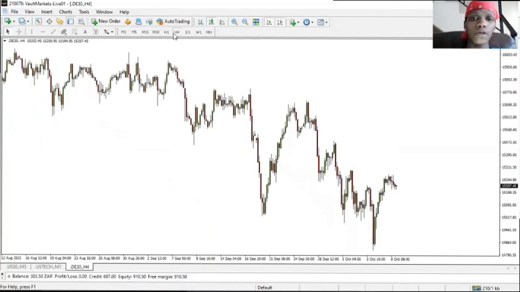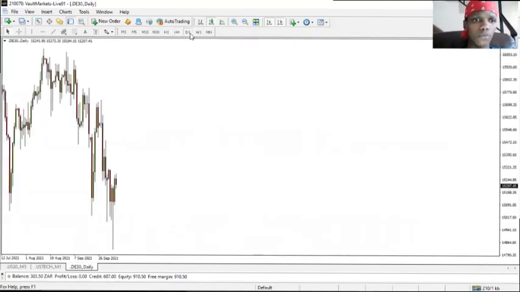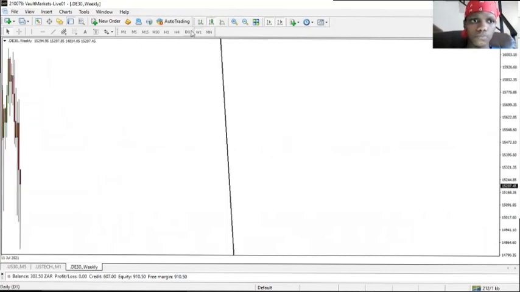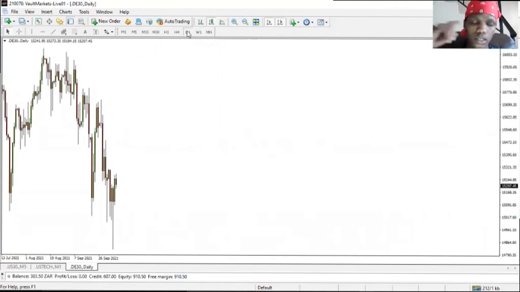So with the higher time frame, you just use it in order for you to see where the market is going. And then for lower time frames, that's where you get your entries and stuff. So I will be showing you guys how to analyze from the daily to the lower time frames. So I'm gonna start with the daily.